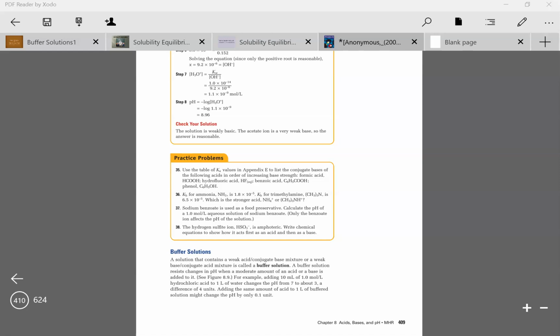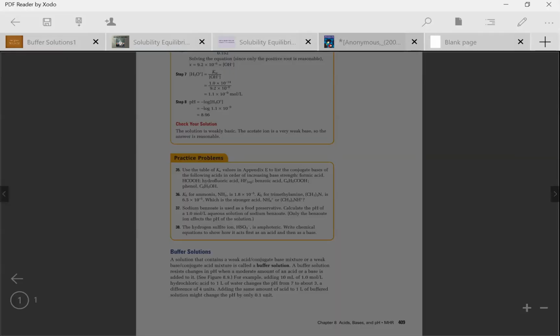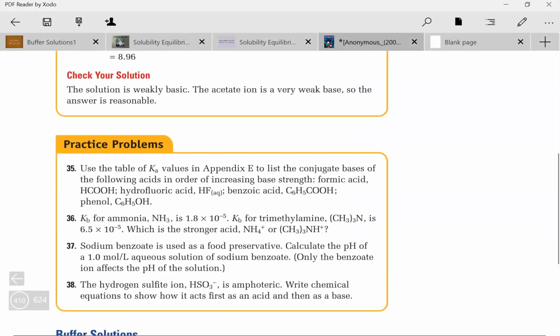So this is going to be the homework for the salts part of the unit here. Sorry, give me a second. So we're going to be looking at Ka, Kb values and their relation to their conjugate Kb, Ka values.